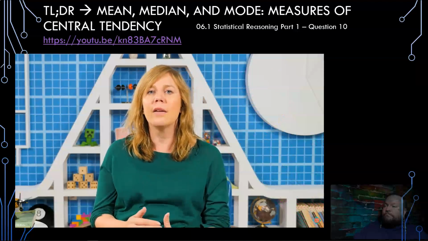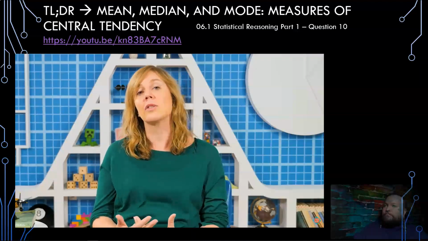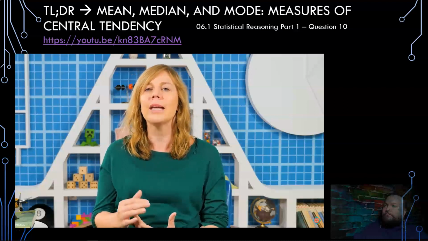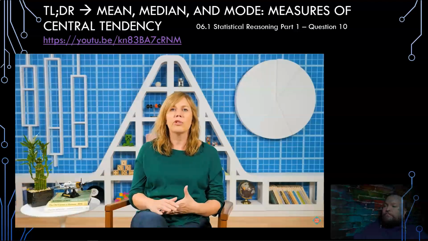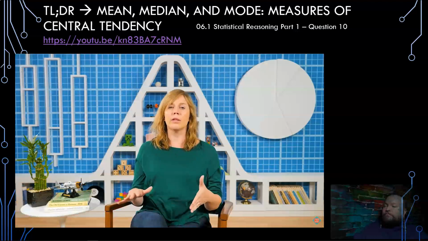The average of a set of data points tells us something about the data as a whole, but it doesn't tell us about individual data points. The mean is good at measuring things that are relatively normally distributed.